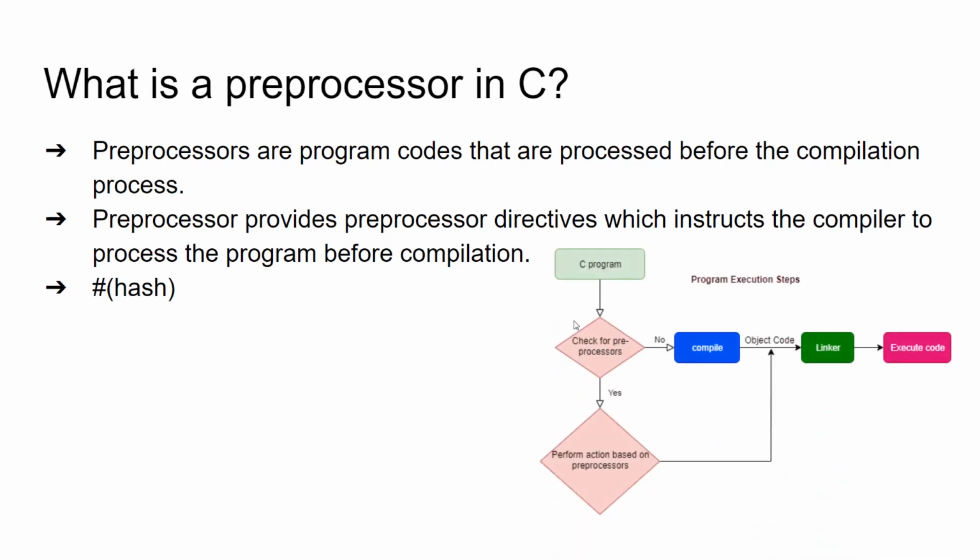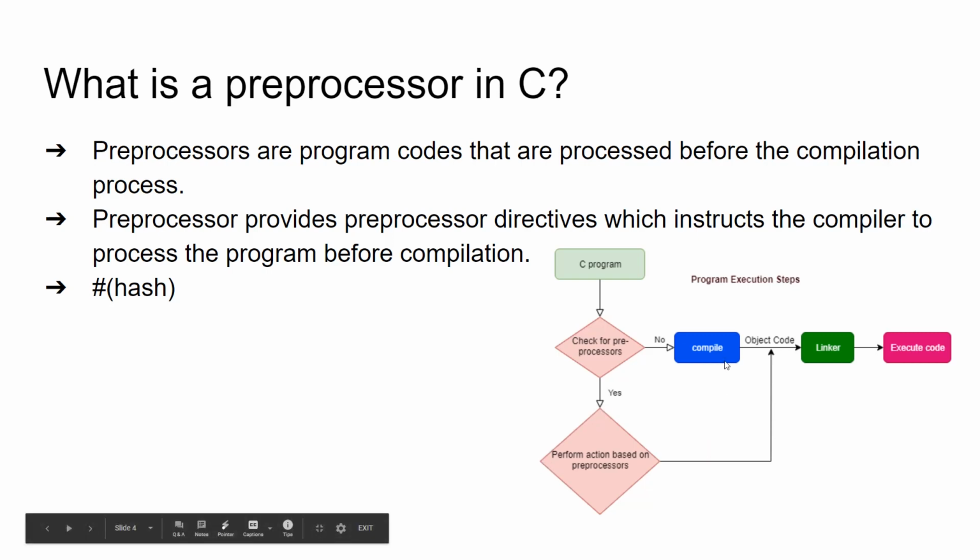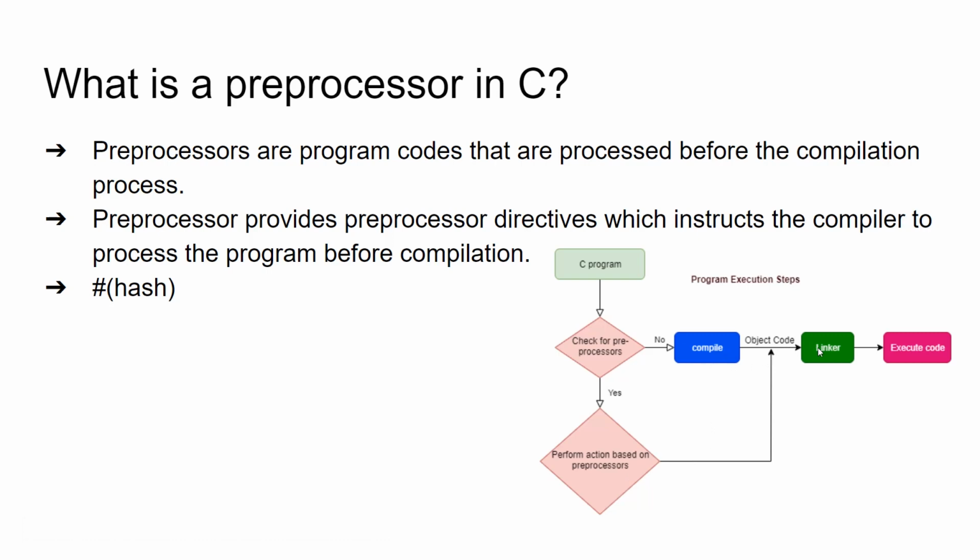This is a normal C program, and when you write a C program, it checks for the preprocessor, and if there is no preprocessor, then it just compiles and generates the object code, and then the linker will link those object codes, and at the end you will get an executable program. And if there are some preprocessors, then the code is processed according to these preprocessors, and then the object codes are generated, and then the linker will link those object codes, and then you will get an executable program.